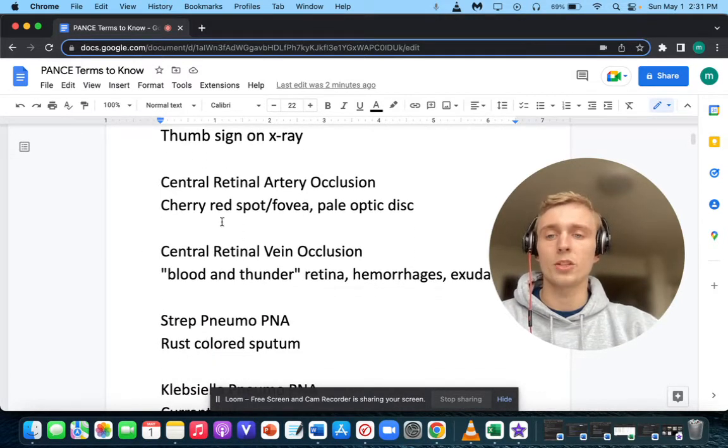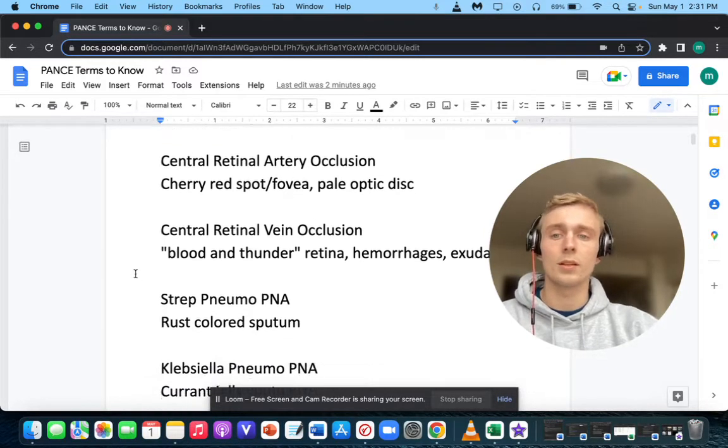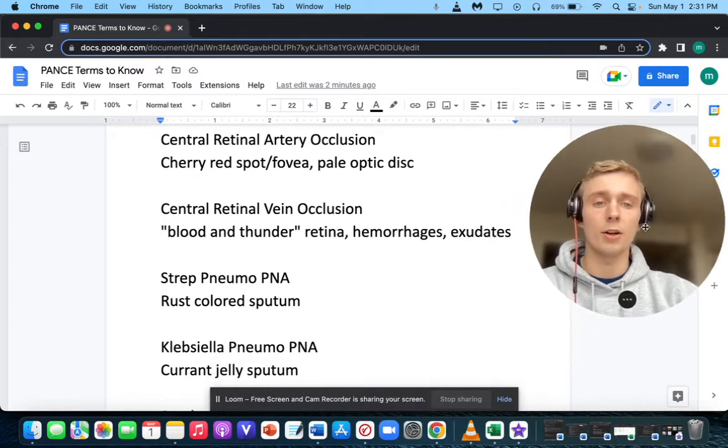If you have a patient with a cherry red spot on the fovea or a pale optic disc, you want to be thinking of a CRAO, central retinal artery occlusion. So a cherry red spot on the fovea and a pale optic disc, central retinal artery occlusion. If you have somebody with a blood and thunder appearance, a blood and thunder retina, hemorrhages or exudates, you want to think of a CRVO, central retinal vein occlusion.